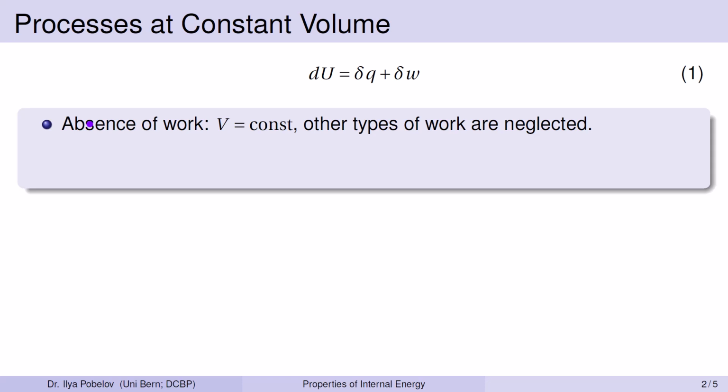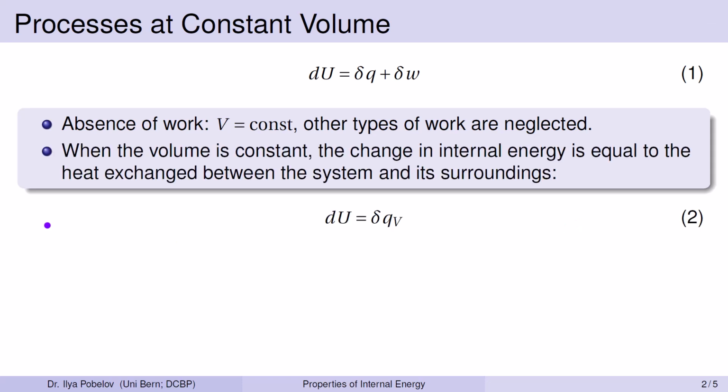Now, what if there is no work being done on or by the system? If the volume remains constant, there is no compression or expansion work done on or by the system. As we neglect all other types of work for now, the work flow between the system and the surroundings is always zero. This naturally means that when the volume is constant, the change in internal energy is equal to the heat exchanged between the system and its surroundings.